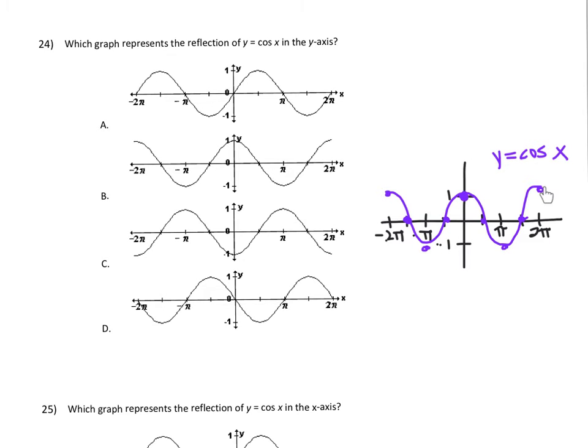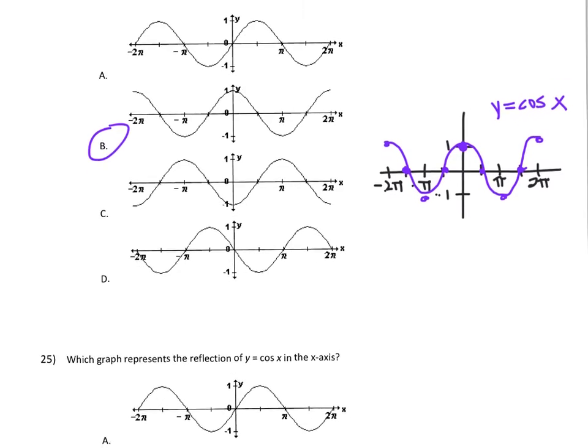Wouldn't this graph, if you fold it along the y-axis, fit directly on top of this half of the graph, right? This portion, folded along the y-axis, would land exactly here. And this portion, if you fold it, would land exactly here. So it would look exactly the same. So letter B, the second one, is the one that looks exactly the same.